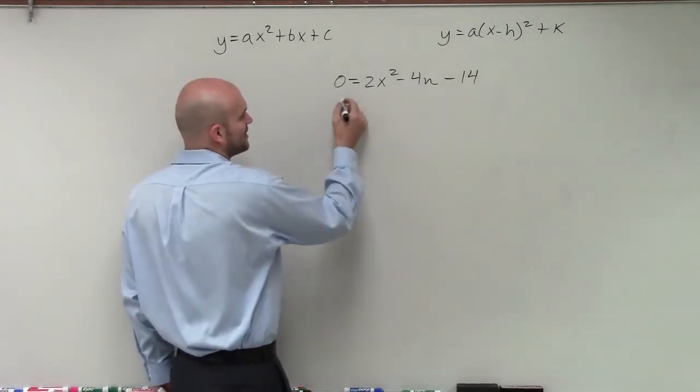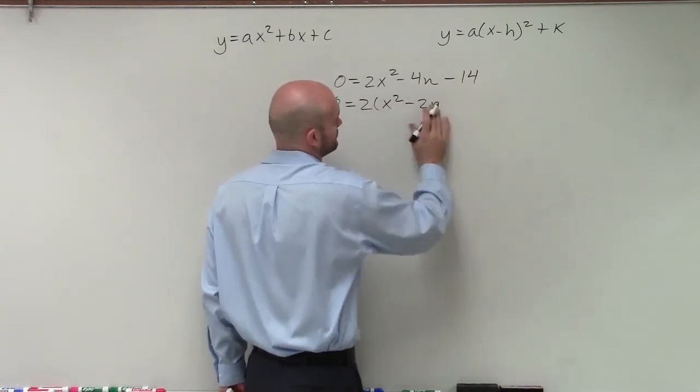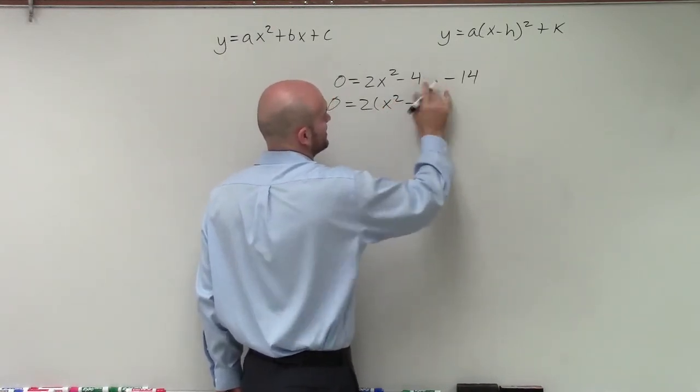All right, so I'm going to factor out a 2, but I'm only going to factor out a 2 out of the first two terms. I don't know why I have an n there. That should be an x.